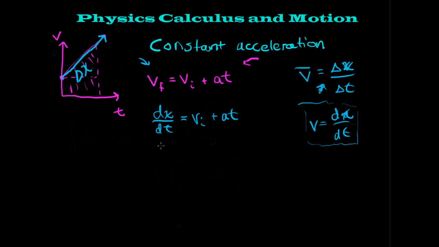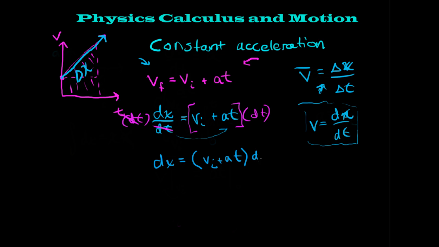Now, we're going to do the same thing we did for the last one. We want to integrate this side with time, so we're going to move the dt over, multiply both sides by dt. Okay? See, if you multiply dt here and dt over here, these ones cancel, and you now have something you can integrate. Alright? So, let's continue it. We have, from here, dx is equal to vi plus at dt.